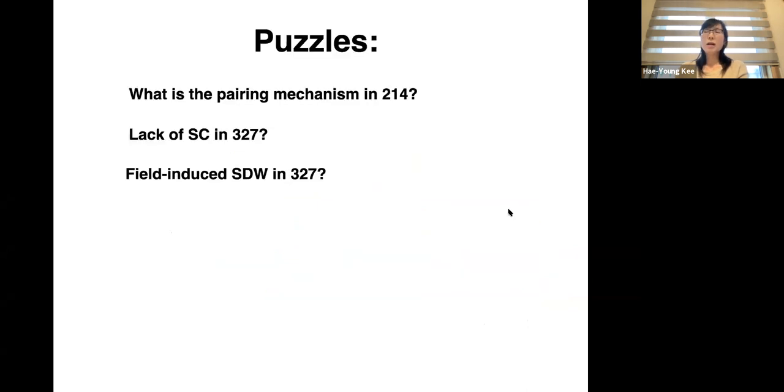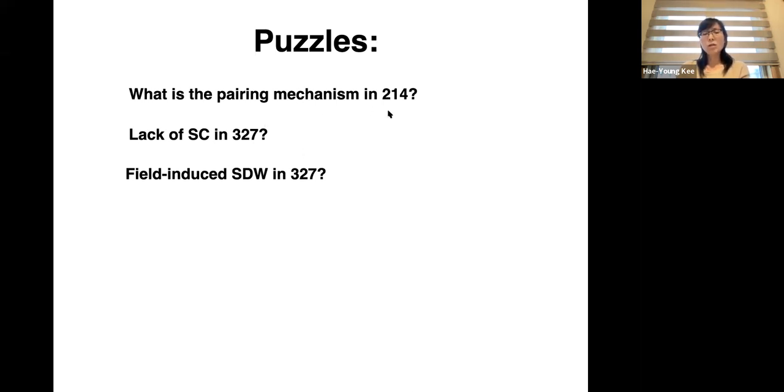And the puzzle is that superconductivity of 214 has been known since 1994. In some sense it's kind of an old subject, and lots and lots of people have been working on this. And still the puzzle appears to be: what is the pairing mechanism in 214?